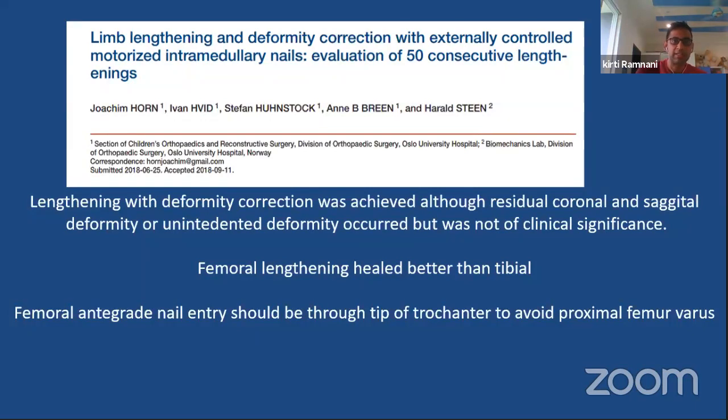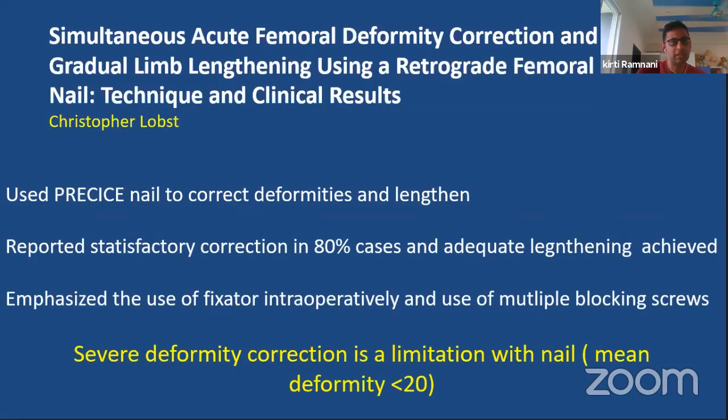The femoral lengthenings healed better than the tibial lengthenings, and they made a technical note that whenever you are using a femoral antegrade nail for lengthening, the entry should be through the tip of the trochanter in the skeletally immature to avoid proximal femoral varus. In a few of their cases, they made the entry through the piriformis fossa, which created an unintended femoral varus deformity. Again, another study by Lopes, he used precise nails to correct the deformity and lengthen.